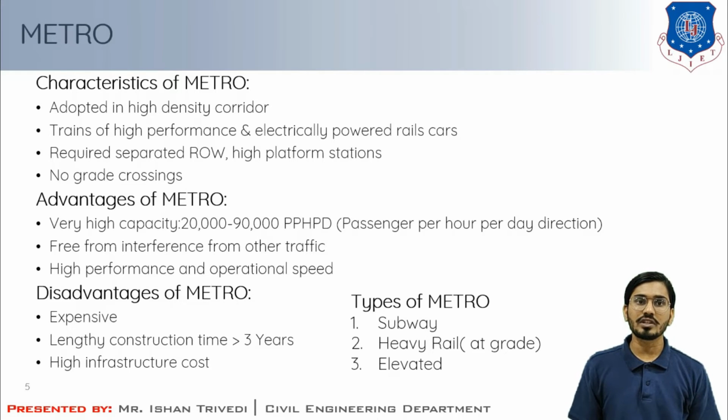Now, if I'm talking about the types of metro, these are classified in 3 parts: subway, heavy rail at grade, and elevated. Subways are provided where there is a highly densely populated area, like the CBD area. In Ahmedabad also, particularly in the CBD area in Kalupur, it goes underground as a subway. Here we are eliminating the elevated part and providing access to the subway.